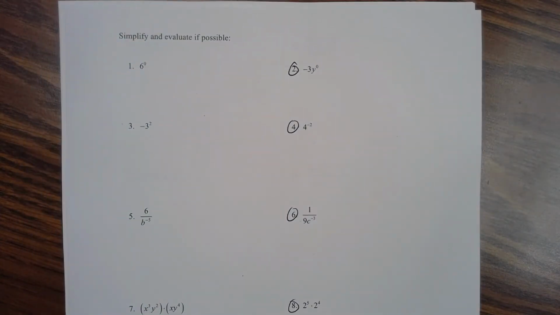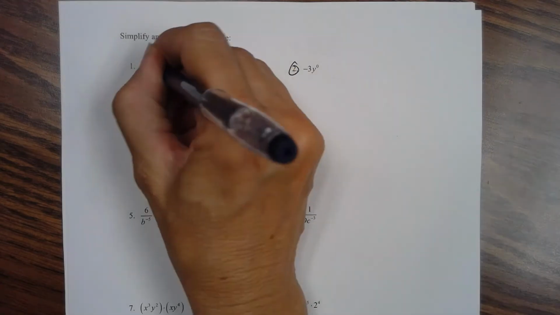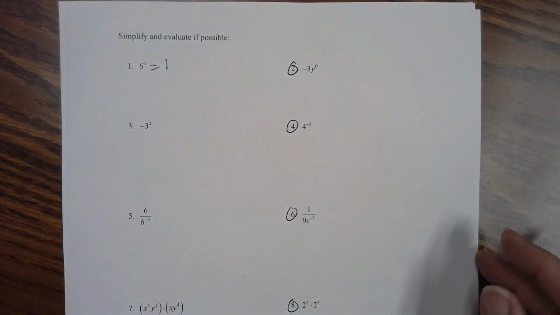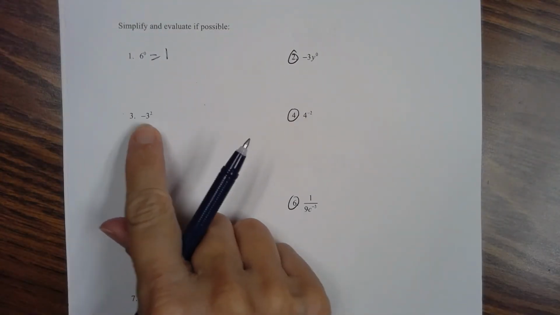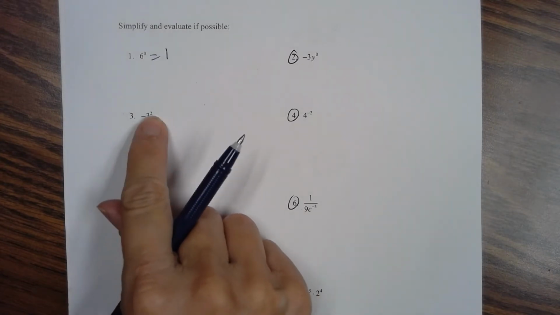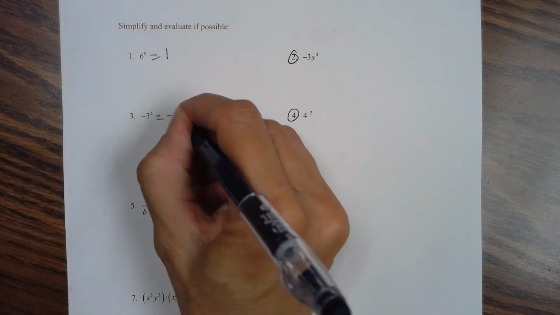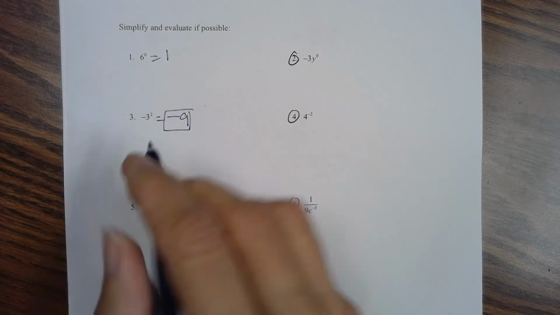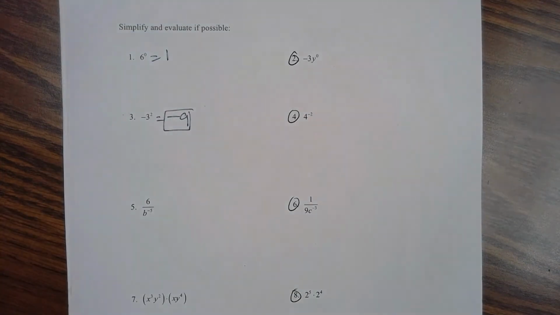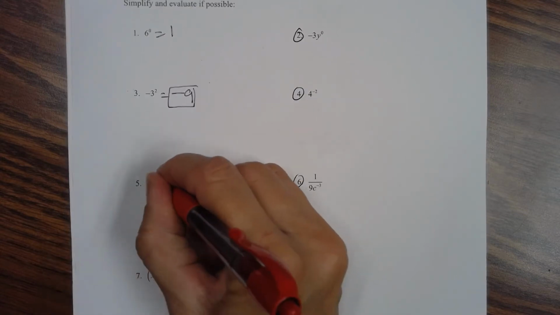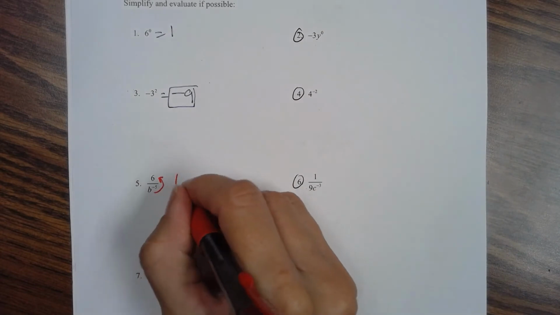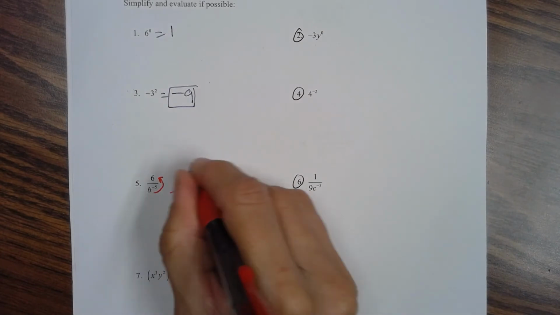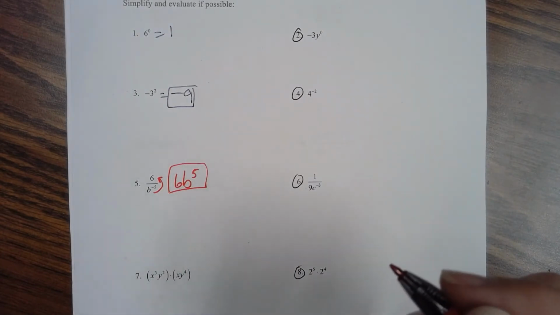So 6 to the 0 power. Anything to the 0 power is 1. We figured that out. At the very top of the previous page, we made sure you understood the negative is not being squared. So this is negative 9. Why would that negative be being squared? If it was in parentheses. Number 5. The 6 doesn't go anywhere. Where does b to the negative 5th go? It goes on top. So we end up with 6 times b to the 5th.